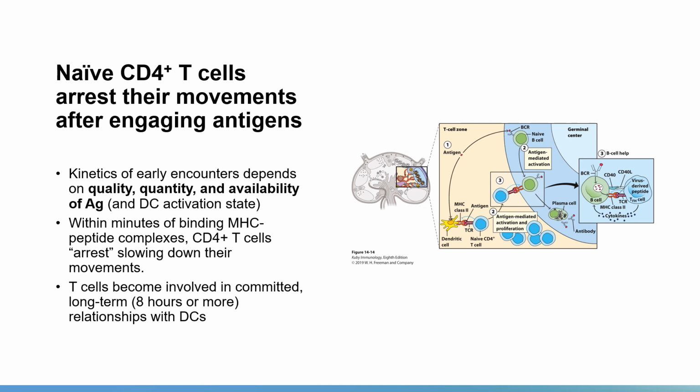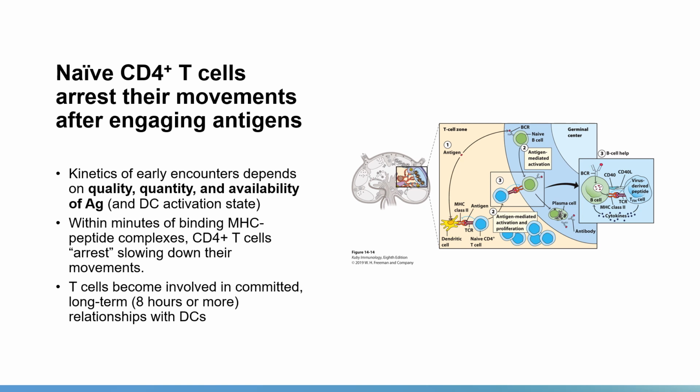The naive CD4 positive T cells, so your helper T cells in this particular case, stop their movements after engaging antigens. So what we see is they quit migrating around and they become really stationary, and they form these stable long-term connections with the antigen-presenting cells. The kinetics of these encounters depend on the quality, the quantity, and the availability of antigen and the dendritic cell activation state. There's a number of factors that play into how long these encounters last and how well they work. But in general terms, within minutes of binding to the MHC peptide complexes, the CD4 positive T cells slow down their movements.